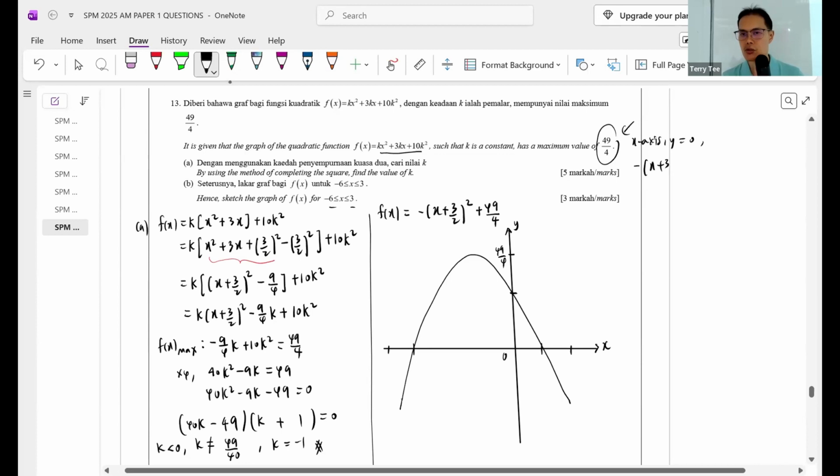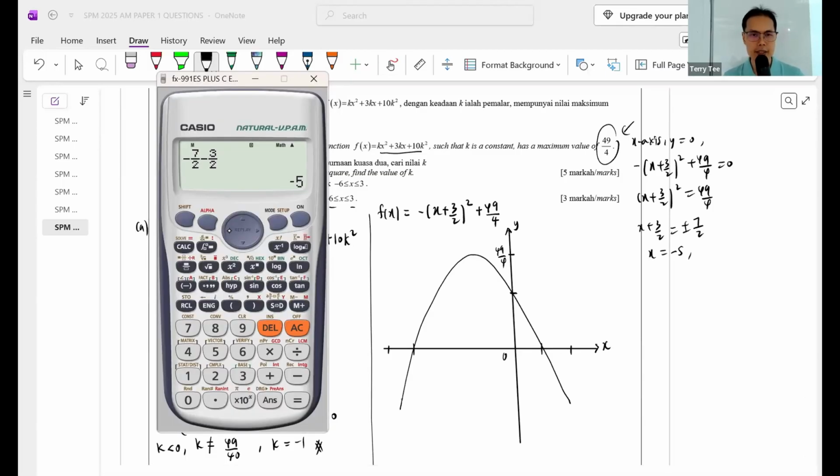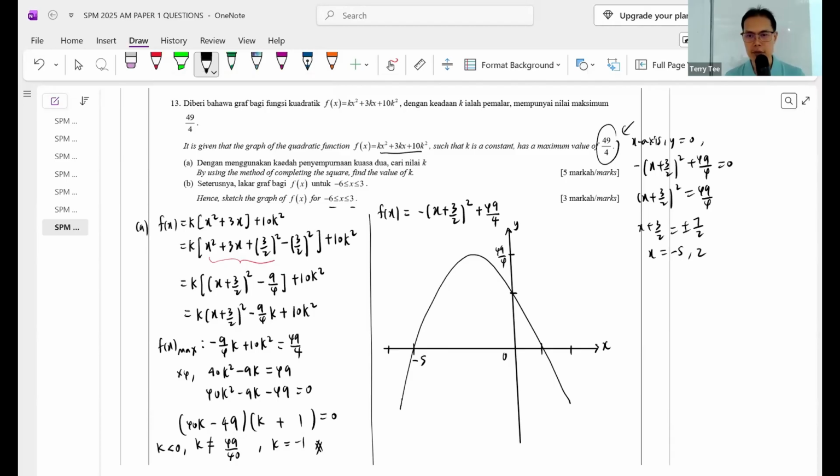So, negative of (x plus 3/2) squared plus 49/4 is 0. Bring over 49/4. Square root of 49/4 is what? You can write plus minus 7/2. A bit hard to do mentally, right? So, I'll do minus 7/2 minus 3/2, which gives us minus 5. Okay, first answer is minus 5. Second answer, I change the minus to plus, so this is going to give us positive 2. So this is minus 5, this is 2. Okay, now, what else?